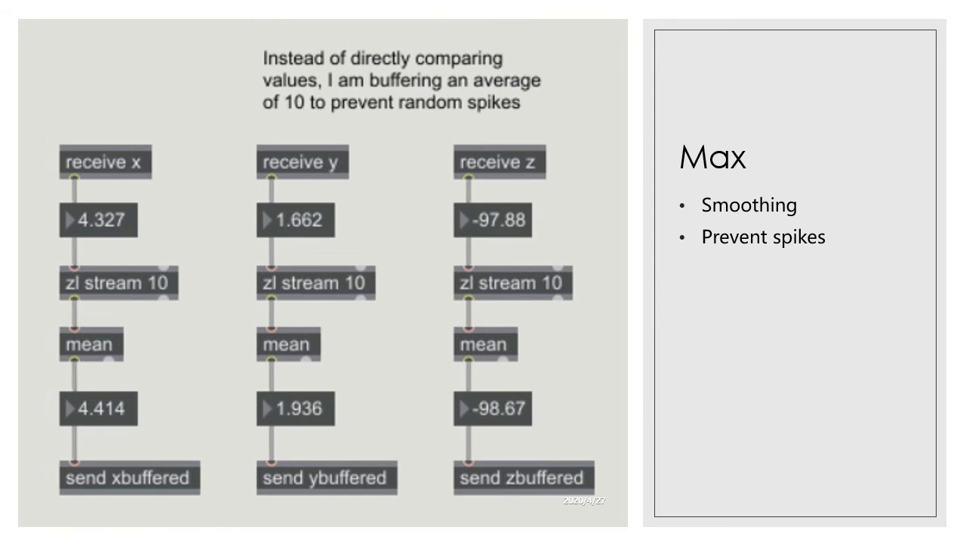Then it goes into a process called smoothing. We're using an object called zl stream, and we're taking 10 samples and taking the average of all of them, and then outputting the data. This process is for smoothing the signal and preventing any spikes.